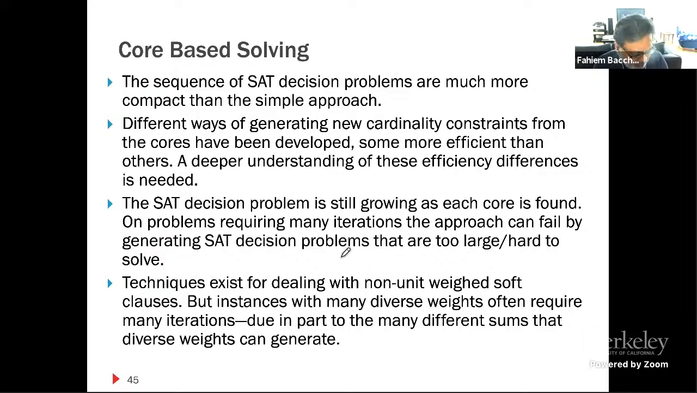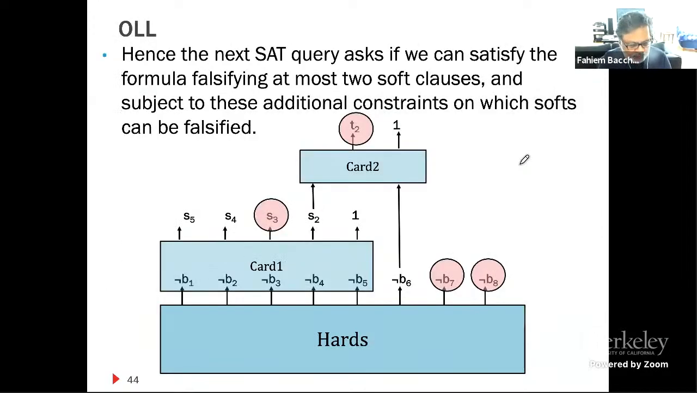Now, some interesting questions that have arisen from this line of work are that there are many different ways of generating these new cardinality constraints from the cores that have been found. And some ways are more efficient than others. And it's not yet clear; a deeper understanding of where the efficiency differences lie remains an open question. For example, can you argue that this particular OLL method is using all of the information that it got from the previous SAT solves? It seems like it is, but it would be nice to formalize that notion.